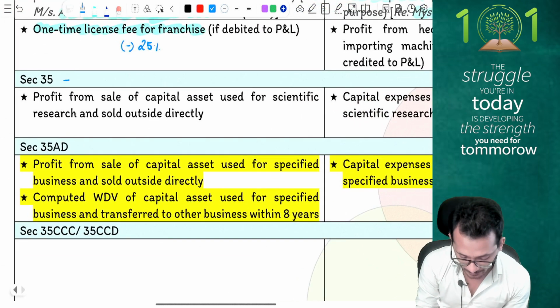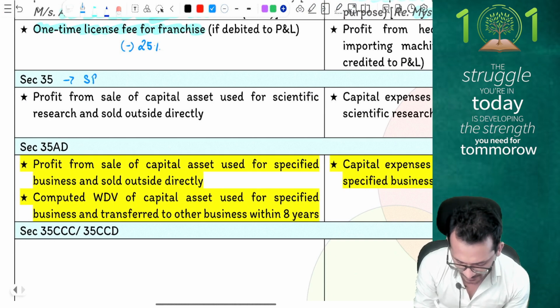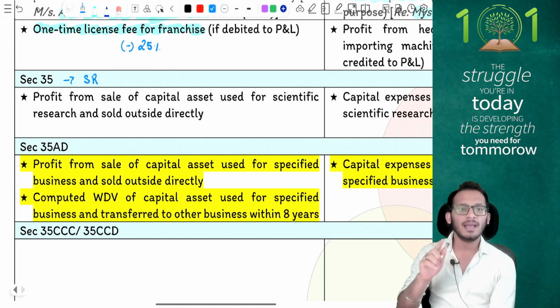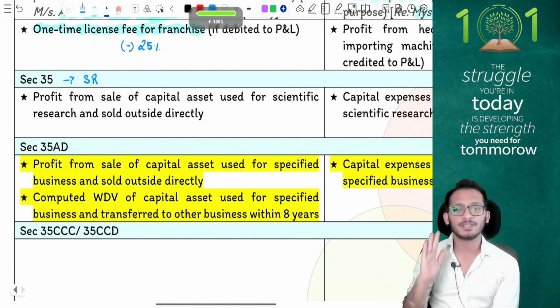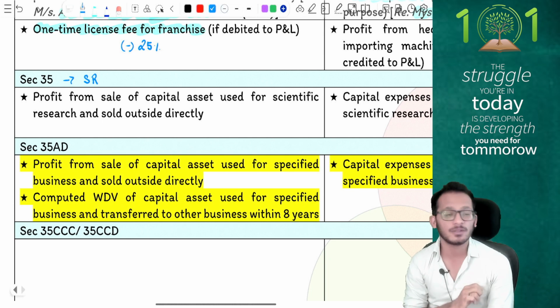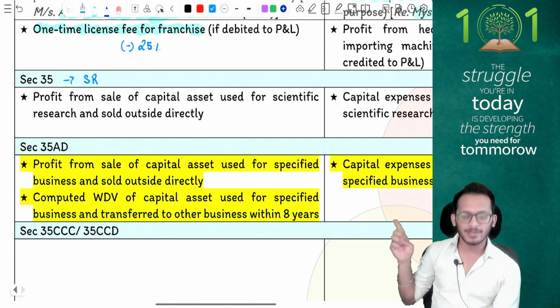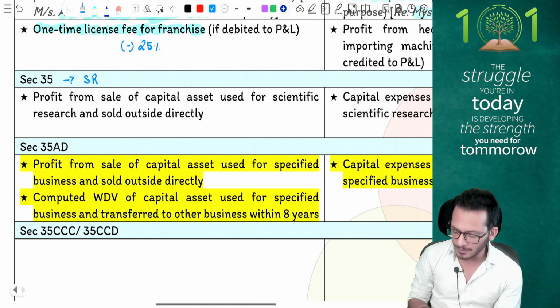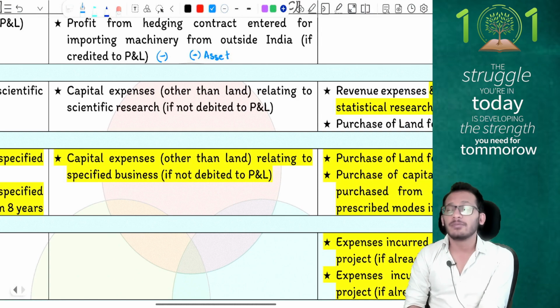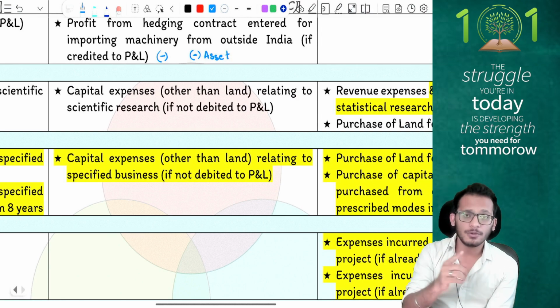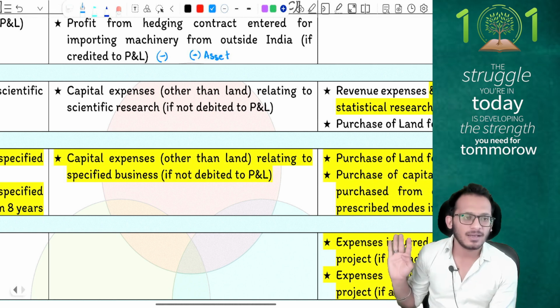Section 35 talks about scientific research. Now, what does scientific research under income tax basically say? Any kind of scientific research expenses you incur, whether in-house or for the purpose of donations, can be fully claimed as deduction except for the purchase of land. So if the question says any kind of capital expenses which you incur other than land, relating to scientific research, if it is not already debited to P&L account, you can claim it as a deduction.